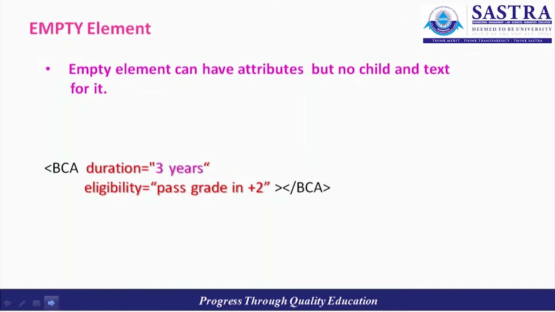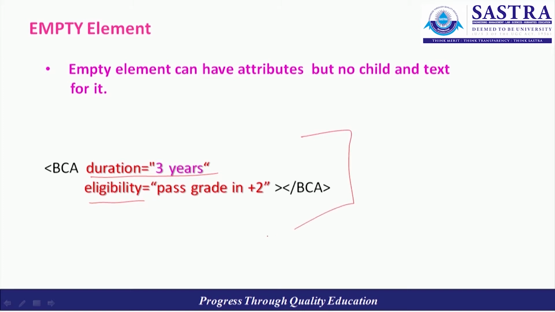Next, what we have is the empty element. We may make some mistakes with empty element creation. An empty element does not carry any child or text, but the element may have attributes. Here also you can see duration equal to 3 years has been given, and an additional attribute is given, which is eligibility.